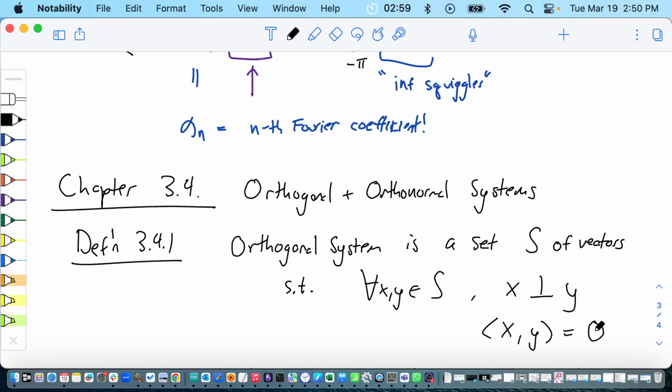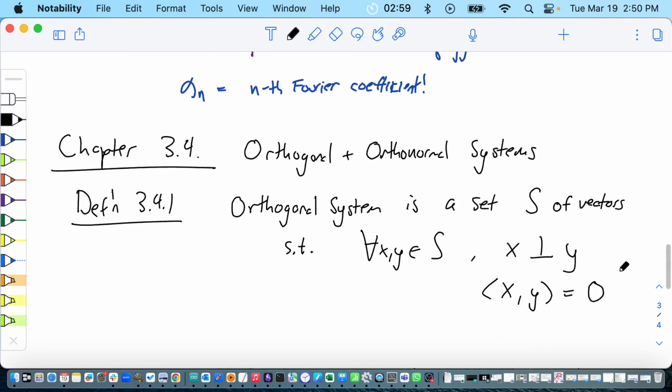So we're working in an inner product space over here. And it's called orthonormal if additionally the norm of x equals 1 for all the x's in S. So it's a big collection of things.